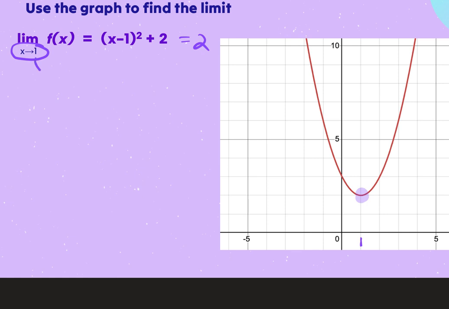If I took and plugged it in, if I had the equation, 1 minus 1 squared plus 2 is 0 squared plus 2, which is 2. So these should match, okay? I would say if you're given the graph, you may not be given the equation. And if you're given the equation, you may not be given the graph. So make sure you know how to do it both ways.